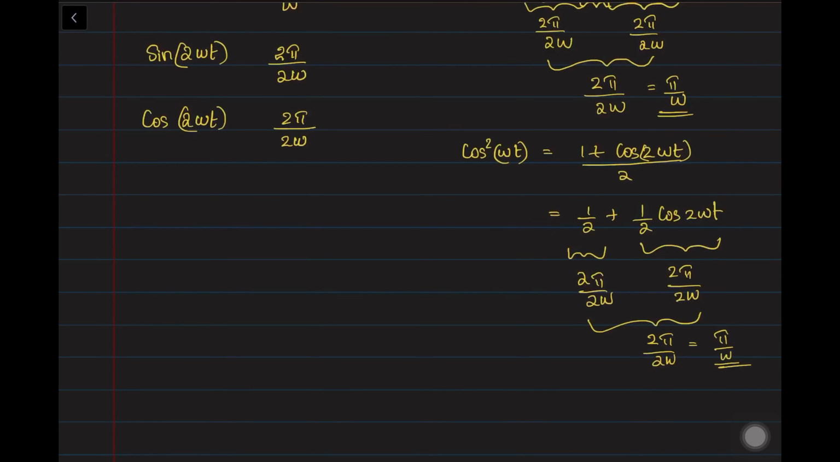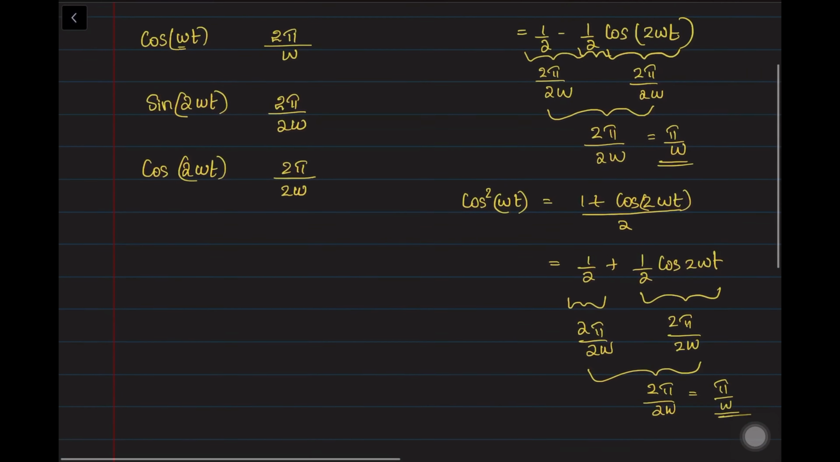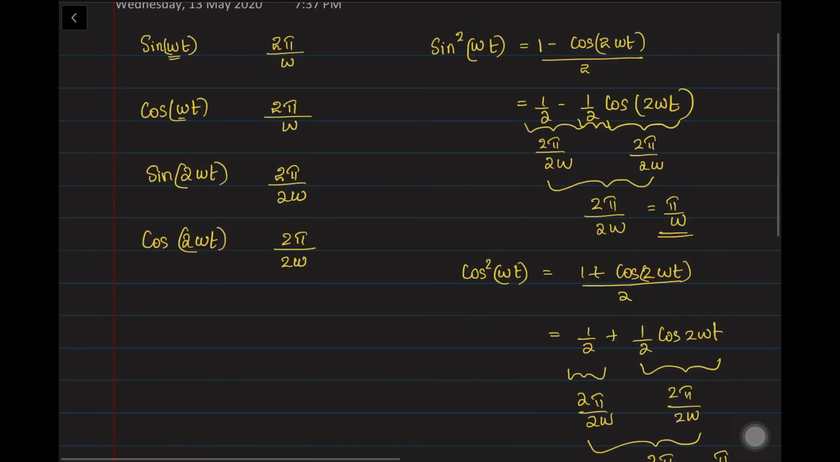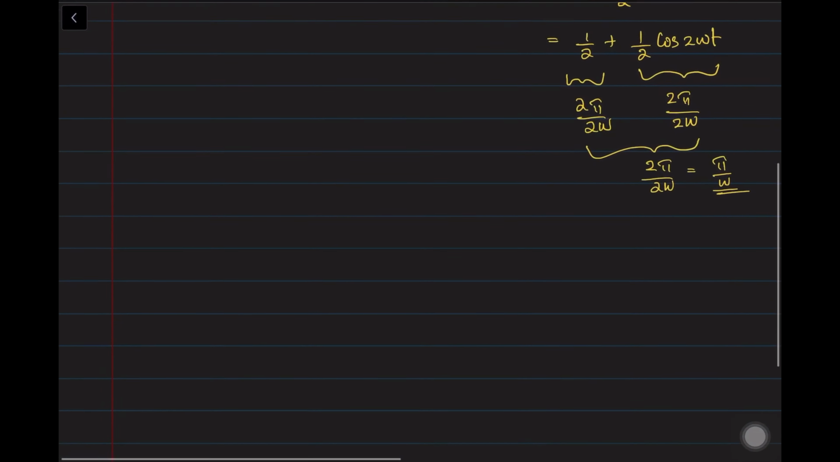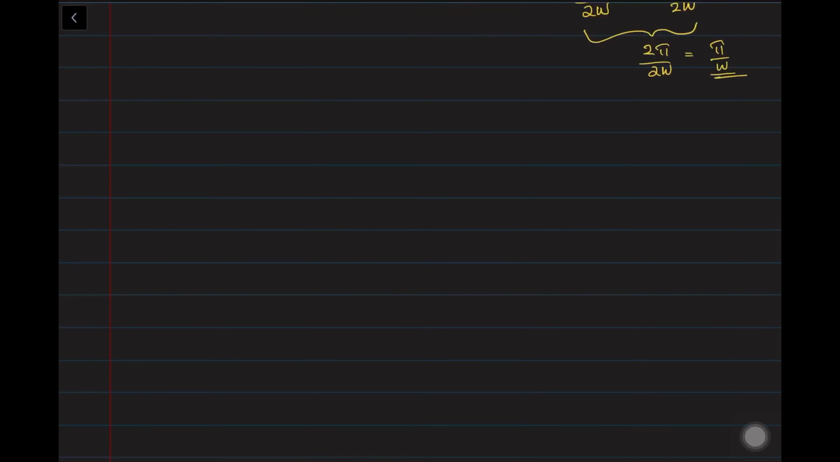Understood? So we studied the periods of sin omega t, cos omega t, sin 2 omega t, cos 2 omega t, sin square omega t, and cos square omega t. Now let me take sin cube omega t. What is the period of such a function? Right now I am making it a higher order. So what is the period of such a function?